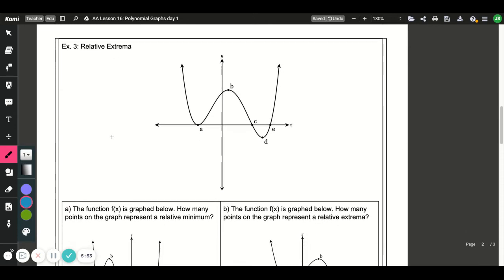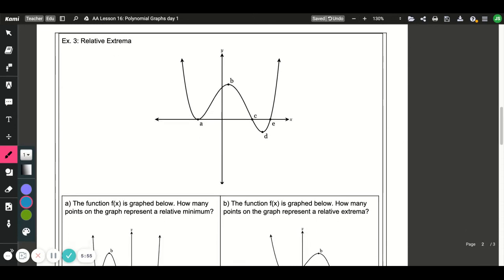The next thing is relative extrema. Extreme values or relative extrema are the tops and the bottoms of all of the bumps. So let's see if we can get a good one here. Relative extrema are these points right here. So A and B, not C, because C is just an x-intercept. C is a solution, but D is one. Anywhere where it's at the top of a peak, like a hill, or the bottom of a valley.